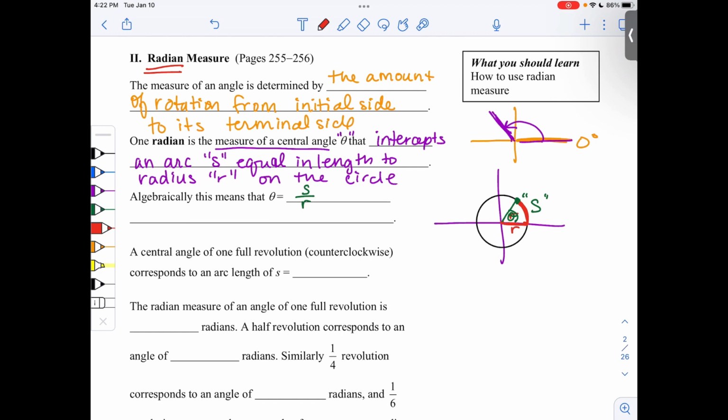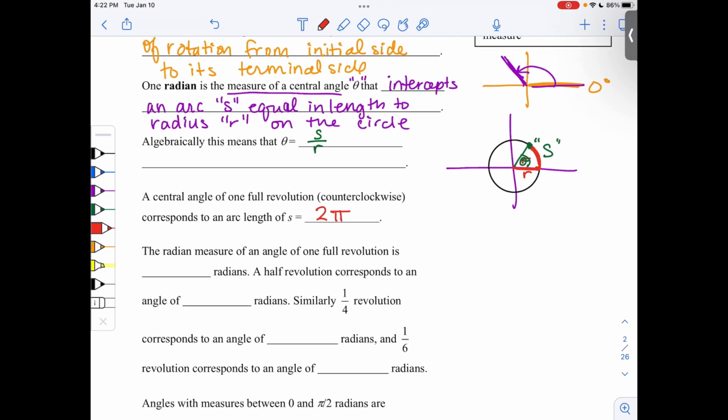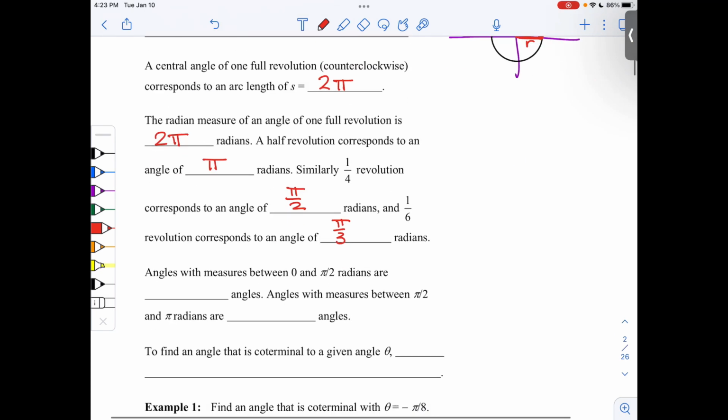A central angle of 1 full revolution is equivalent to the length of 2 pi. We'd have to have 2 times pi of the radius to get all the way around the circle. The radian measure of 1 full revolution is also known as 2 pi radians. Half a revolution would be half of 2 pi, which is 1 pi radians. A quarter revolution would be half of a half, which would be pi over 2 radians. And 1/6 revolution corresponds to pi over 3 radians.